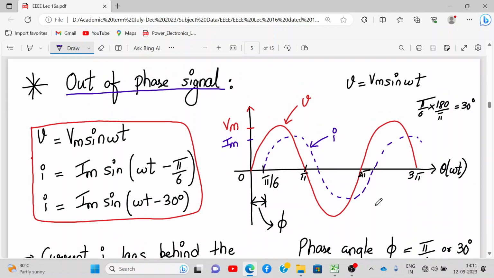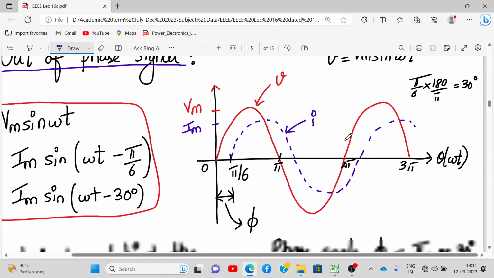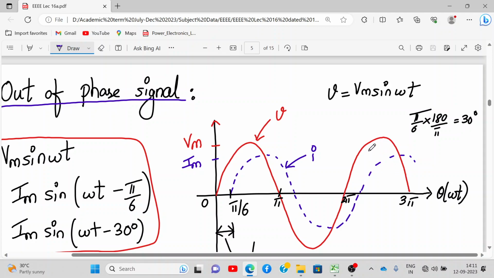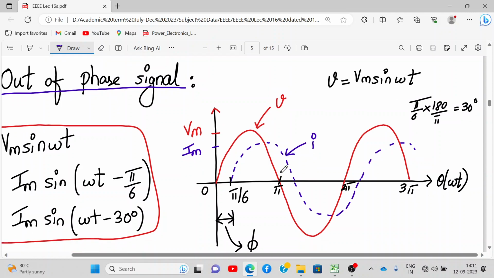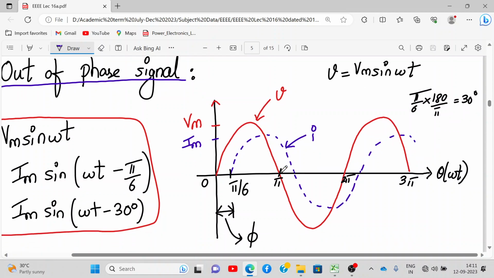Draw this out of phase signal, please. Or you can just watch, it's okay. So we have a voltage waveform. Let me show it to you here. We have a voltage waveform red in color. So its expression is Vm sin omega t. Any problem in that? No. Current I has a phase angle, negative or positive? Negative. And what is the phase angle? 30 degrees. So I will be Im sin omega t minus pi by 6.